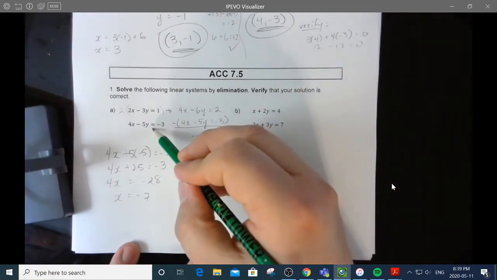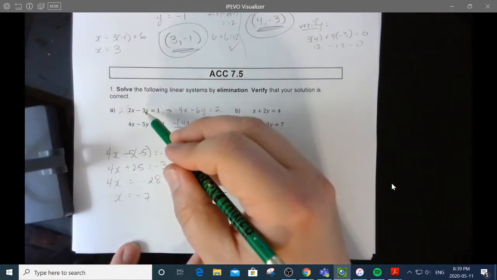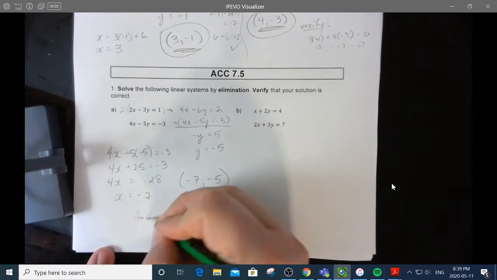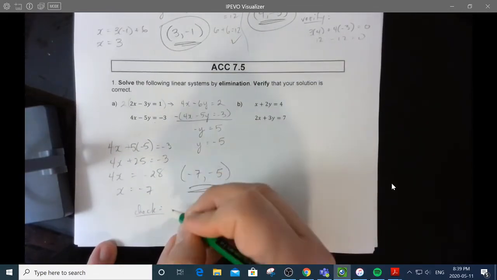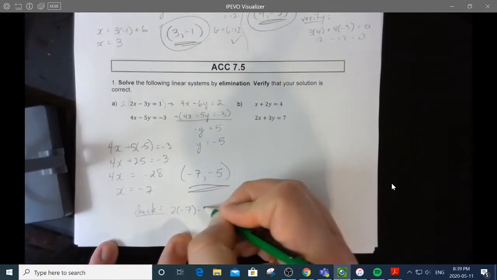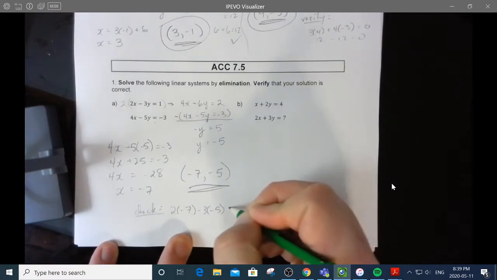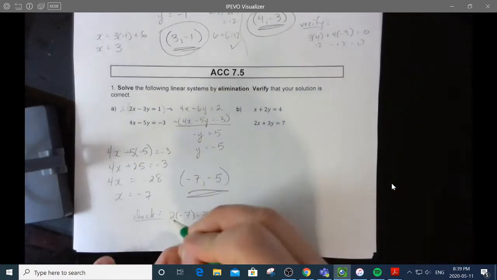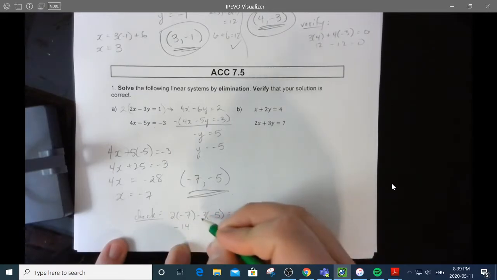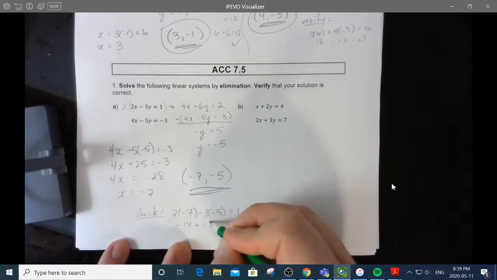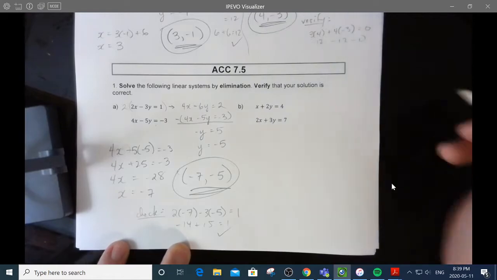I used this equation primarily when I was doing that. So I'll use this one for a check. Sorry, I should have said verify. Same thing. 2 times negative 7 minus 3 times negative 5 had better equal 1. 2 times negative 7 is negative 14. Negative 3 times negative 5 is plus 15, and you betcha we got it.